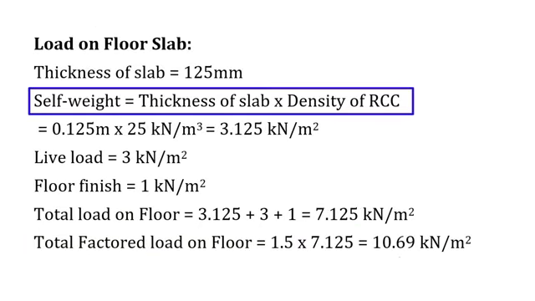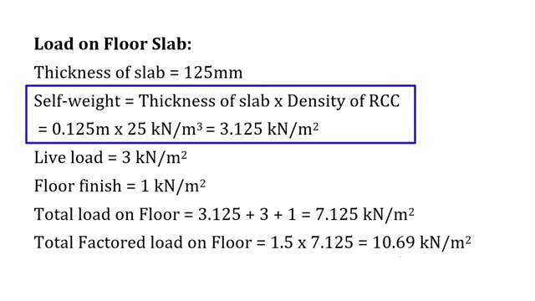The self weight of floor slab will be equal to thickness of slab into density of RCC. Thickness of slab is 125 mm and density of RCC is 25 kN per meter cube. On substituting these values, the self weight of floor slab will be equal to 3.125 kN per meter square.